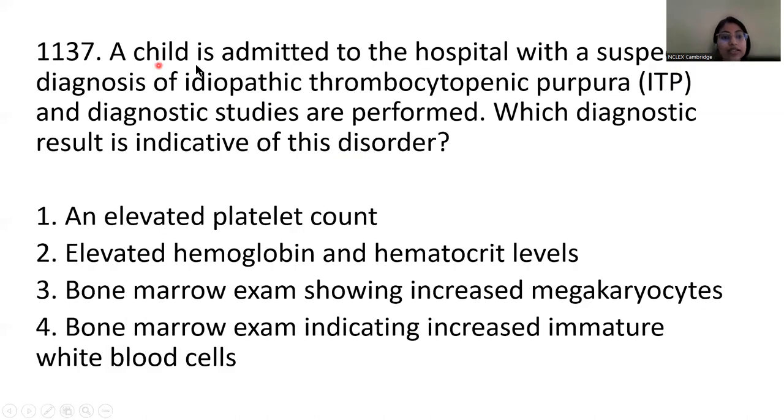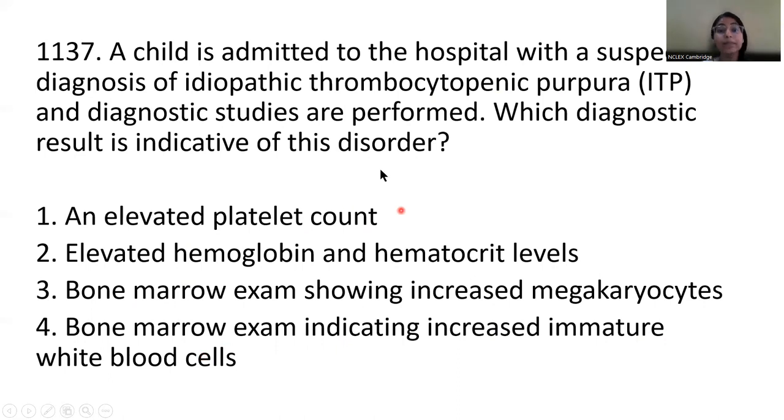Next question. A child is admitted to the hospital with a suspected diagnosis of idiopathic thrombocytopenic purpura, and diagnostic studies are performed. Which diagnostic result is indicative of this disorder? So I have already mentioned that thrombocytopenic purpura is a decrease in platelet level in the body, which leads to skin changes. So if there is a decrease in platelet level, what can we see? First option is an elevated platelet count. This is incorrect. Elevated hemoglobin and hematocrit level. Bone marrow exam showing increased megakaryocytes. Bone marrow exam indicating increase in mature white blood cells.